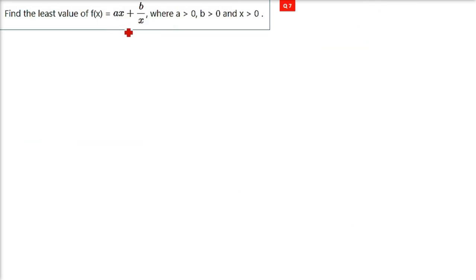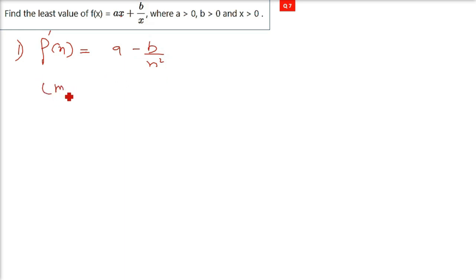Find the least value of f(x) equals ax plus b by x, where all these constants are greater than 0. a is greater than 0, b is greater than 0 and x is greater than 0. So the first is f(x). Differentiate it now. This is a, b by x is minus b by x square. This is the first differentiation.